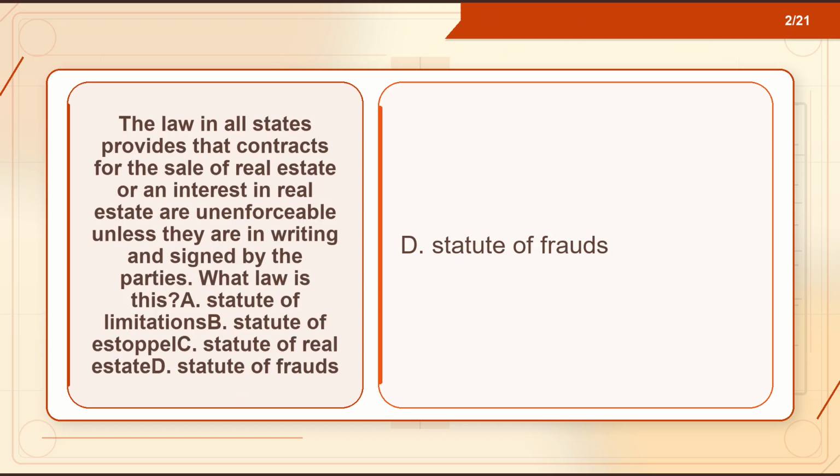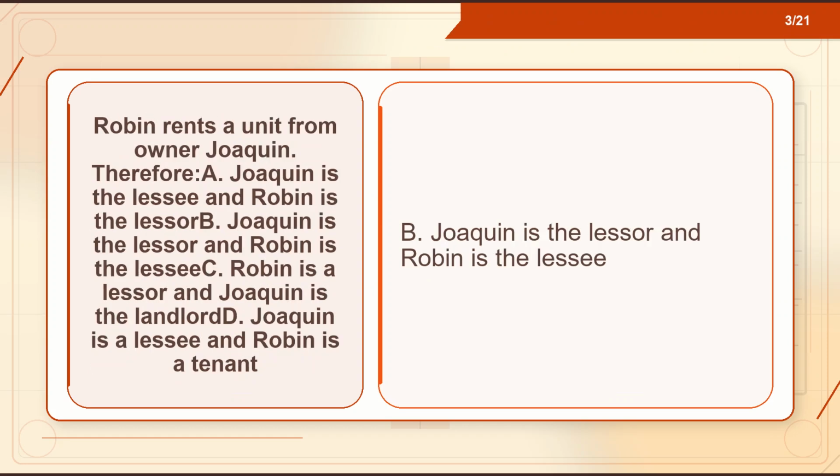Flashcard 2. Term. The law in all states provides that contracts for the sale of real estate or an interest in real estate are unenforceable unless they are in writing and signed by the parties. What law is this? A. Statute of Limitations. B. Statute of Estoppel. C. Statute of Real Estate. D. Statute of Frauds. Definition. D. Statute of Frauds.